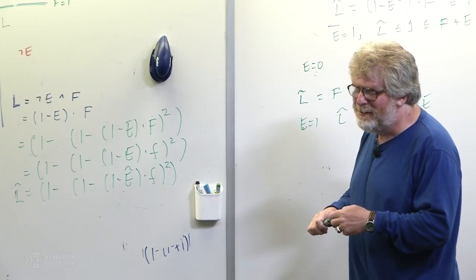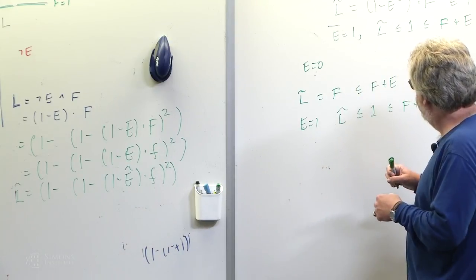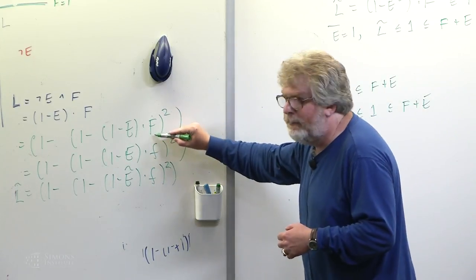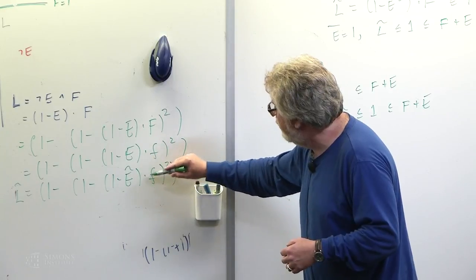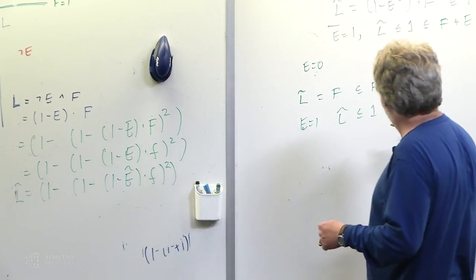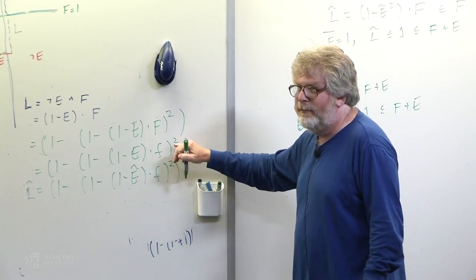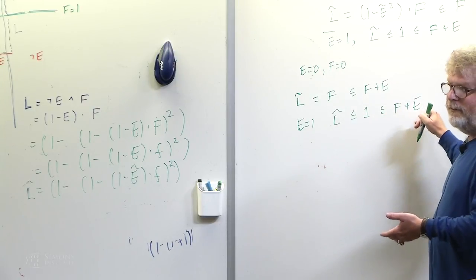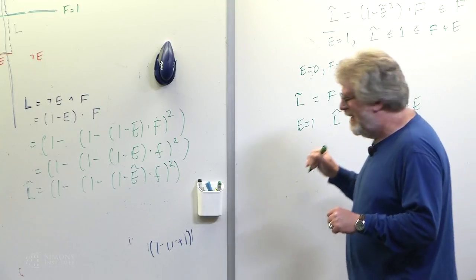OK. So if E equals 0, L tilde is not necessarily F. But if F was 0, then L tilde is 0. Well, no, if E equals 0, little f equals capital F. Yeah. OK. And E equals 0. Oh, I see. So this is capital F. So if F is 0 and E is 0, then they're equal. Oh, OK. If F equals 0, then this equals 0. Otherwise, we just use that L tilde is less than or equal to 1, which is at most F plus E. OK.